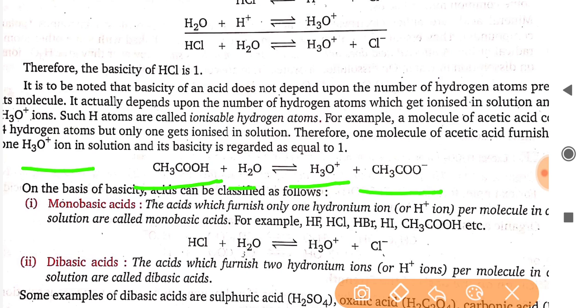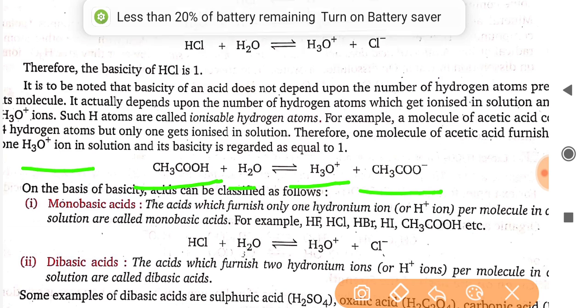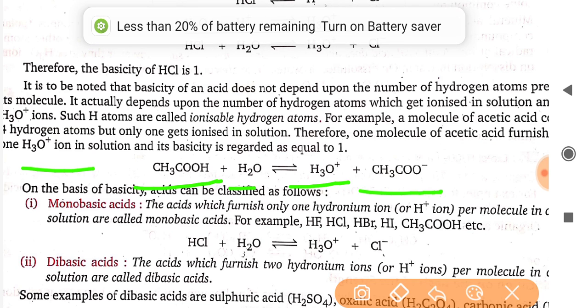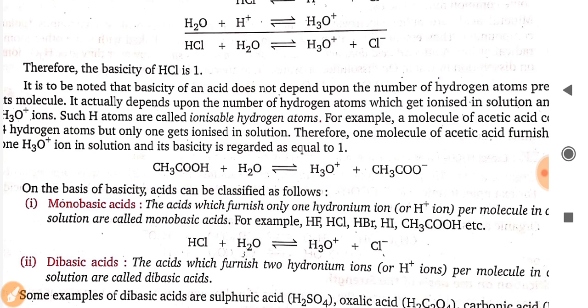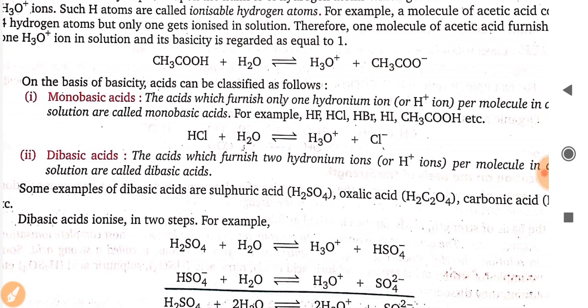So students, whenever you read the notes from books, you have to make the concepts clear in your mind. If you have any problem, you can ask. Okay, so next we will see the classification on the basis of basicity. Now we move to the question hour and find the answer. What is a monobasic acid, what is a dibasic acid, and what is a tribasic acid?